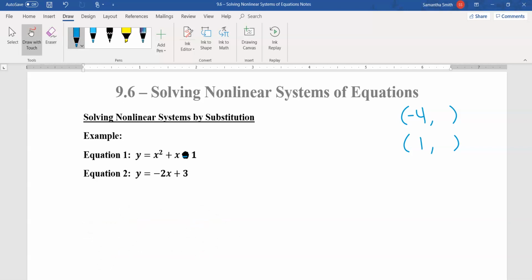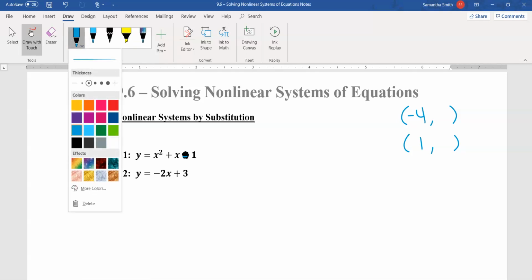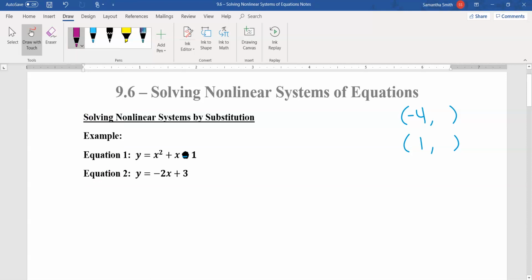So now I need to find my y. I need to substitute again. I will substitute -4 in for x and solve, and I will substitute 1 in for x and solve. It doesn't matter which equation you use. I'm going to use equation 2, because I don't have to square anything. It's the easier equation. It's a linear equation rather than a parabola, which equation 1 is. Equation 2 is linear because it's in y equals mx plus b form. So it's just the easier equation.